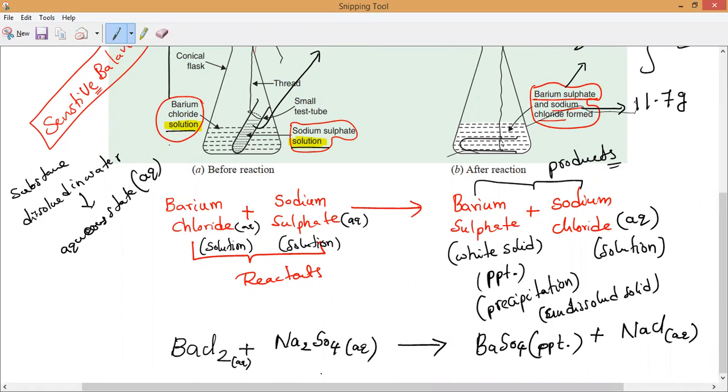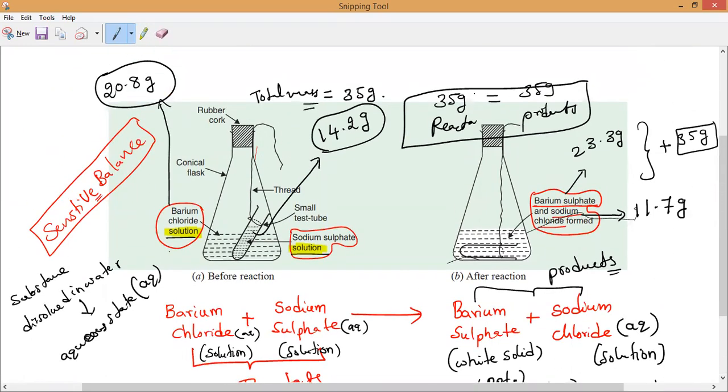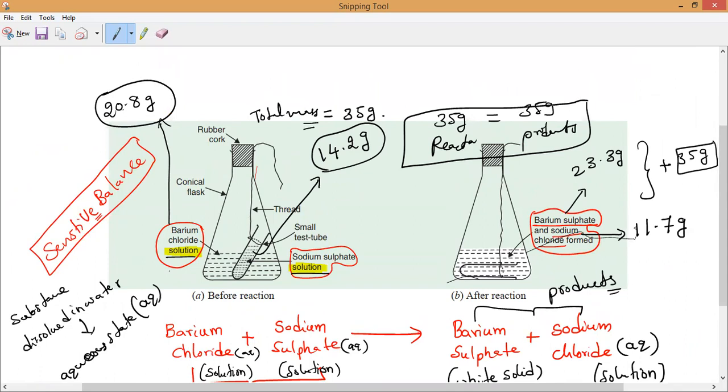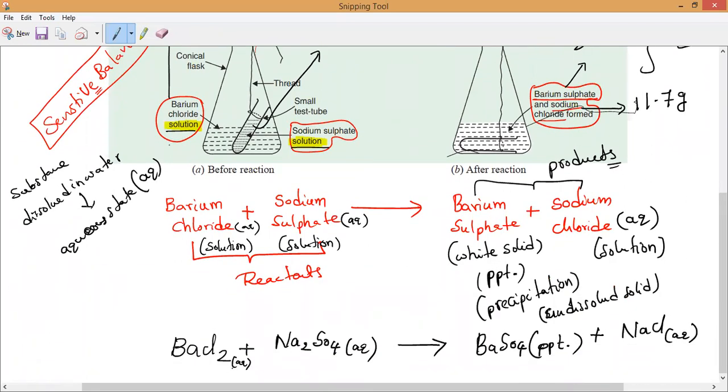Okay, shall we start the next question? Now, I have written this, you also write. If you take 20.8 grams of barium chloride and 14.2 grams of sodium sulfate, we are going to get 23.3 grams of barium sulfate and 11.7 grams of sodium chloride. State is very important, guys. Aqueous state, and PPT. PPT means what? Undissolved solid or insoluble solid, you can write. After the reaction, aqueous state will come. Any doubt? Clear, guys?